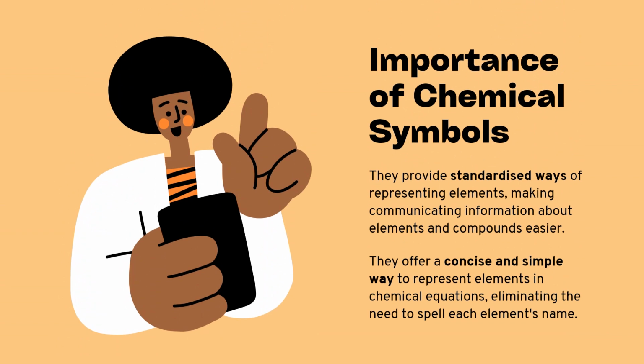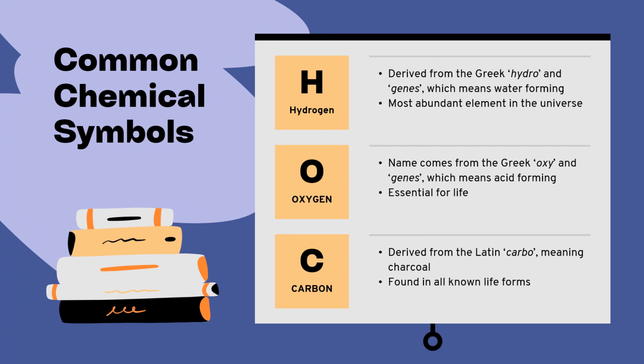Now, the importance of chemical symbols. Why do we have to give them symbols? They provide standardized ways of representing elements, making communicating information about elements and compounds easier. Otherwise, whenever we write reactions, we would have to write the entire name of each chemical or element. That's why this is the way to represent chemical reactions. They offer a concise and simple way to represent elements in chemical equations, eliminating the need to spell each element's name. Sometimes you may need to write the spelling, but you cannot write every element's spelling.